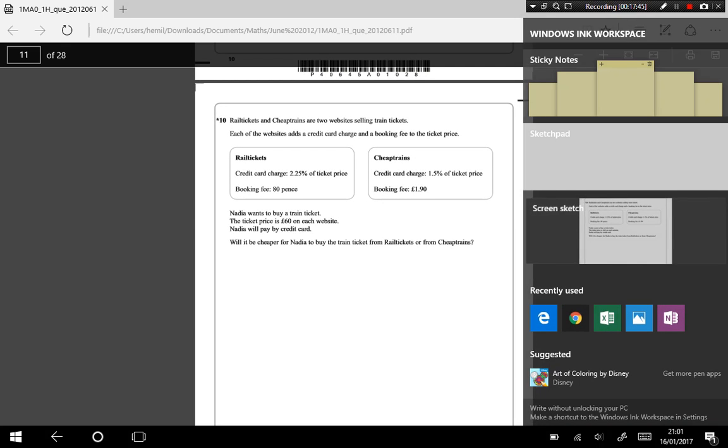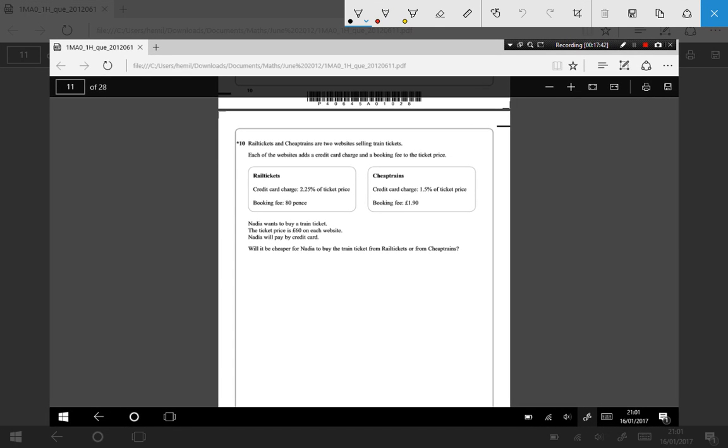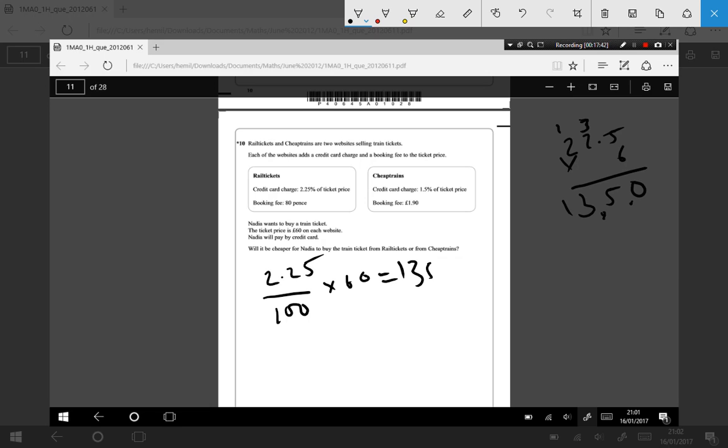And now let's answer this question. These tend to be the ones with lots of marks because they tend to throw people off. We just need to find the percentage of the credit card charge on the value and then add it on. The credit card charges 2.25% of the ticket. So 2.25 over 100 times 60. If we do that, we get 135 over 100, so the charge is £1.35, and you have to add the booking fee on, which is £2, which makes it £3.35.